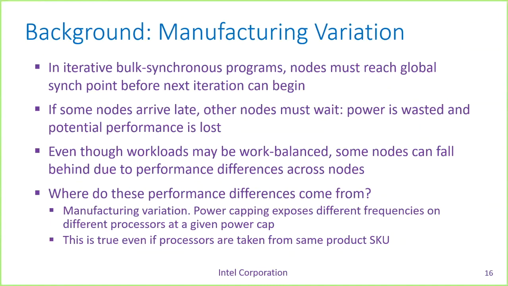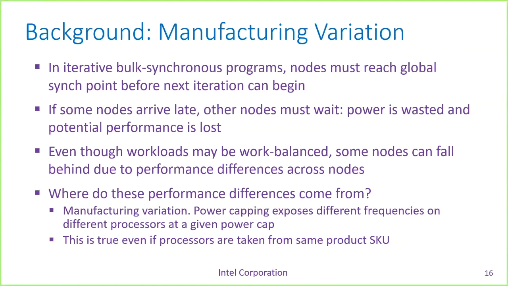So how does this situation arise where some nodes are arriving late? Even if all of the work is evenly divided among the nodes, and it isn't always, but even in the cases where it is, some nodes can fall behind due to performance differences across the nodes. They may be given the same amount of work, but take a different amount of time to complete it.